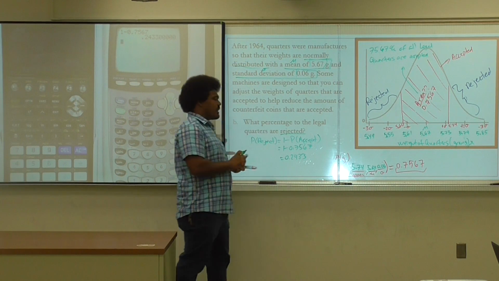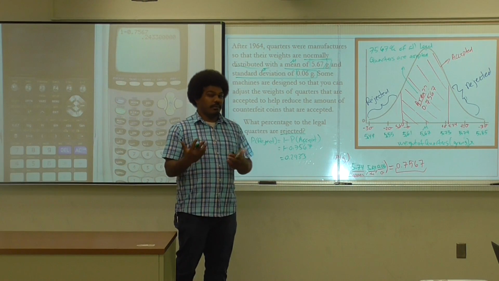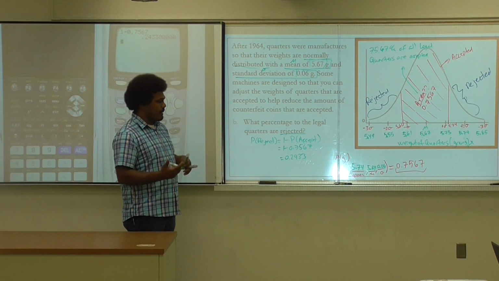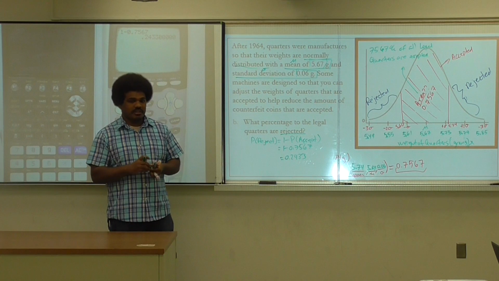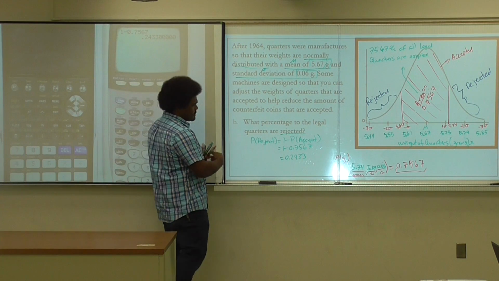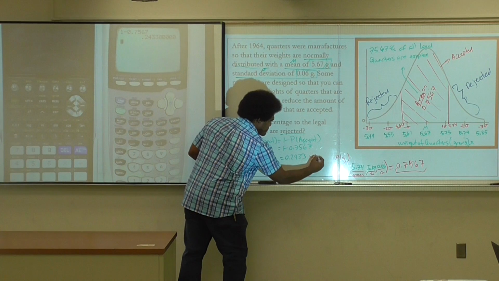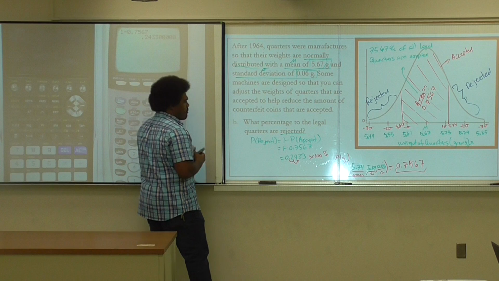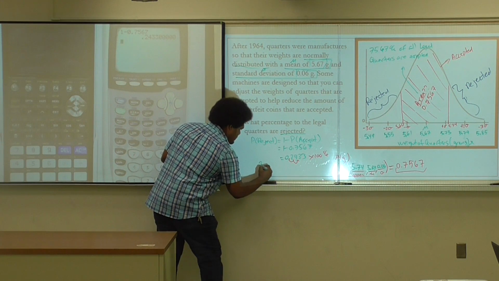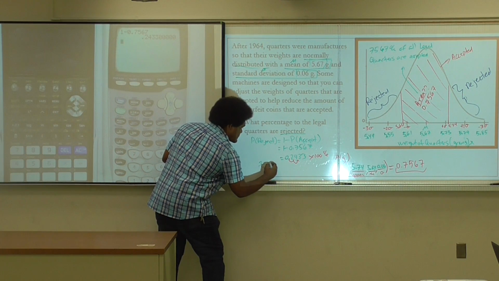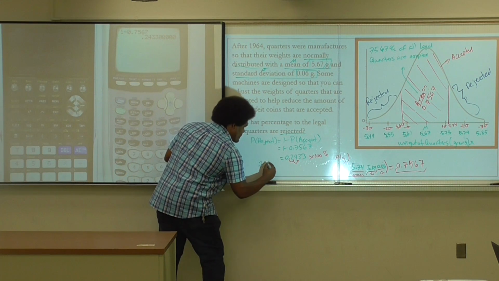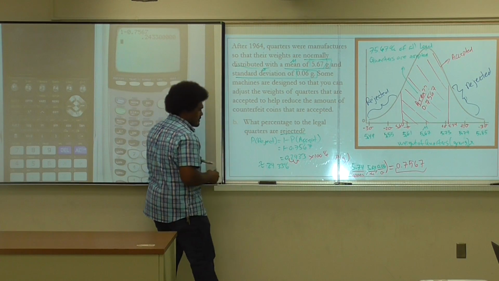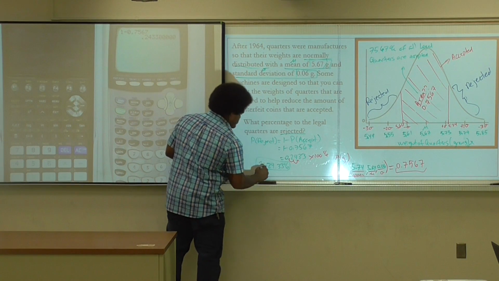Remember, this is a probability. My question is not what the probability is that a quarter is going to be rejected. I'm asking what percentage of the legal quarters will be rejected. So I have to take this probability and multiply it by 100%, by moving this over 2 decimal places. So my appropriate answer for this one is approximately 24.33% will be rejected.